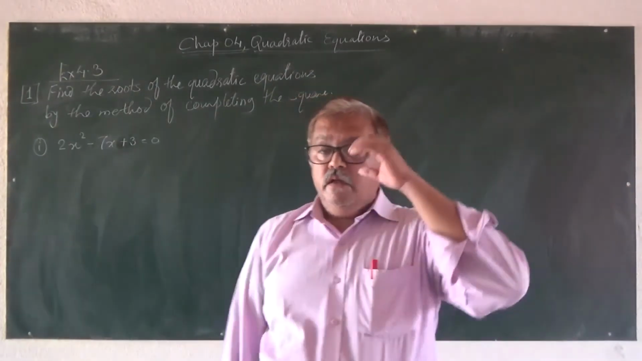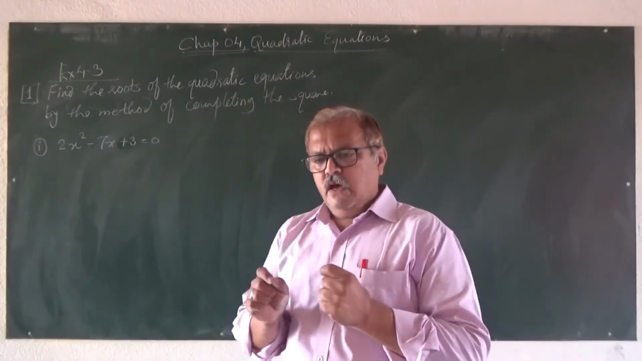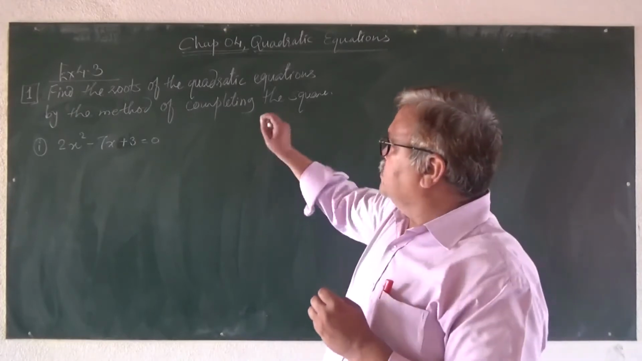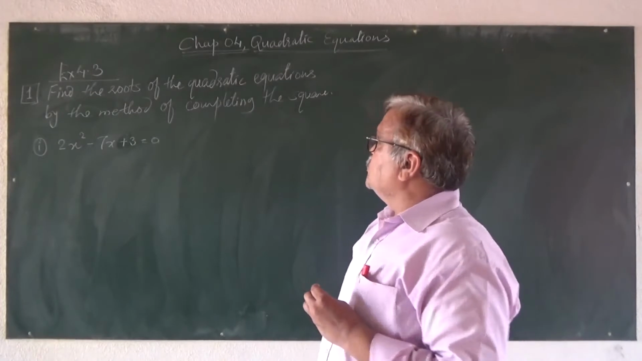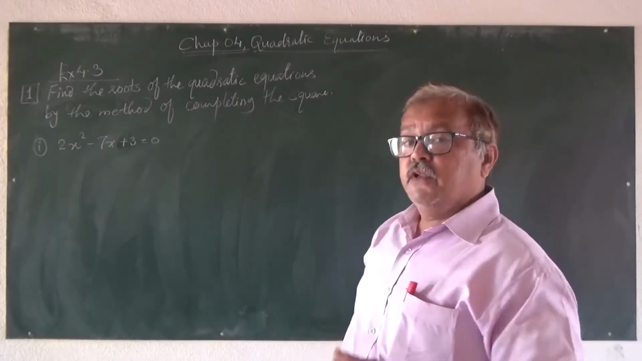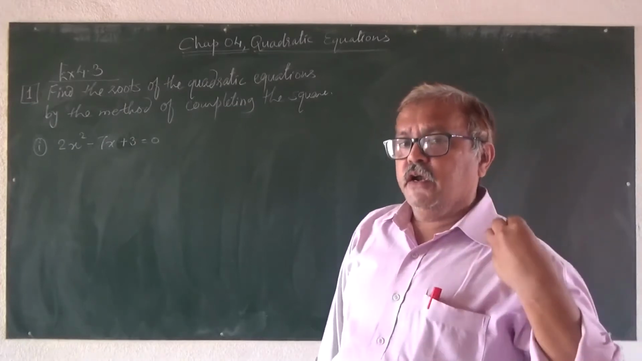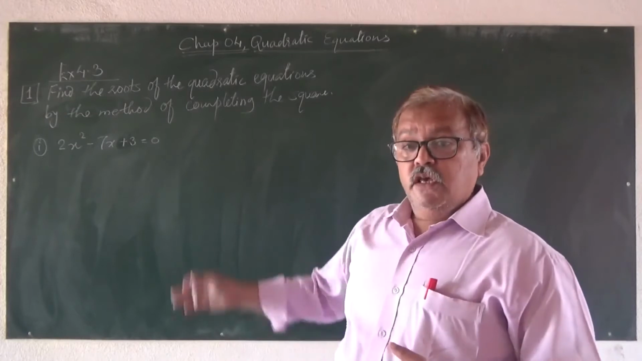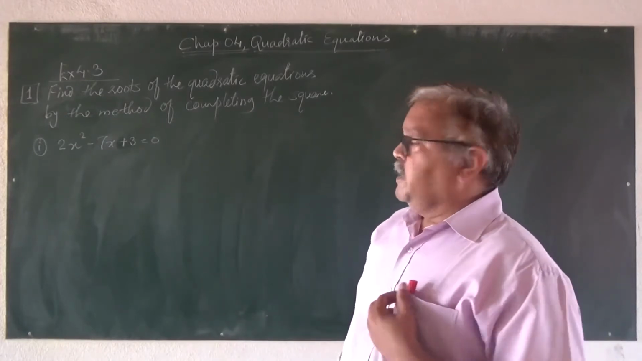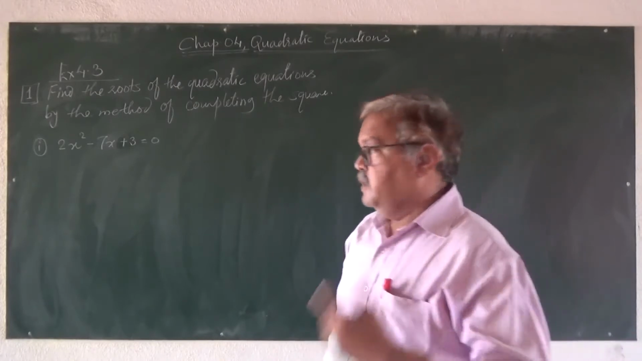First question. I have not changed it, I have put it in some proper words. Find the roots of the quadratic equations by the method of completing the square. In the textbook it is written "if they exist". If they exist, this part is for quadratic formula, not for completing the square. So let us take the first sum, 2x square minus 7x plus 3 is equal to 0, by completing the square method.